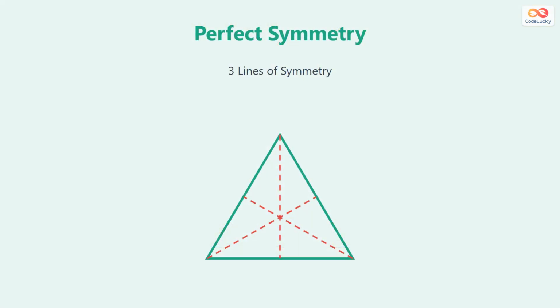These triangles are perfectly symmetrical. You can draw 3 different lines of symmetry through the center. If you fold the triangle along any of these dotted lines, the two halves will match perfectly.